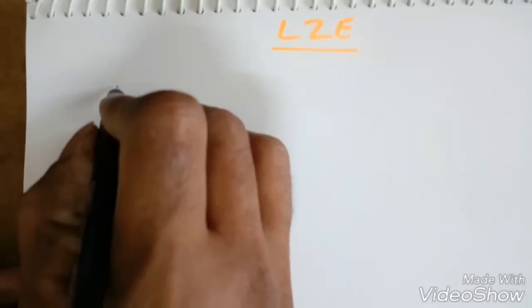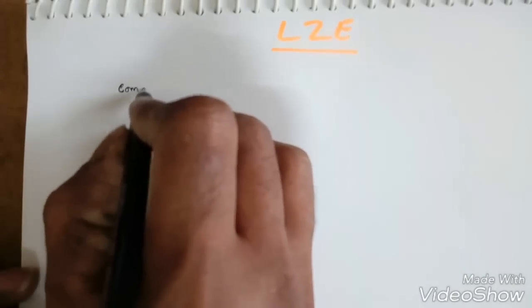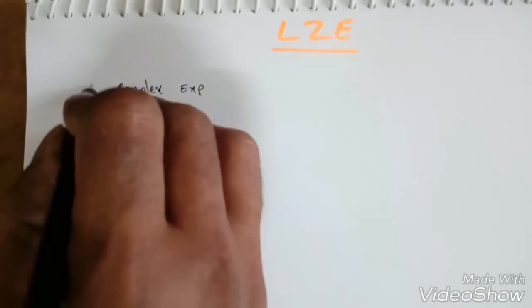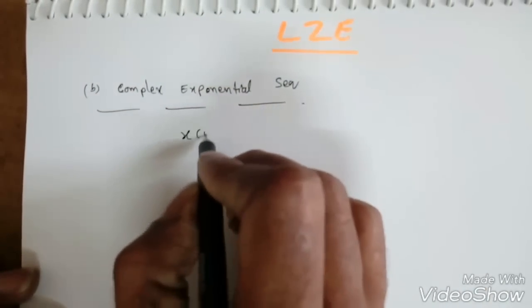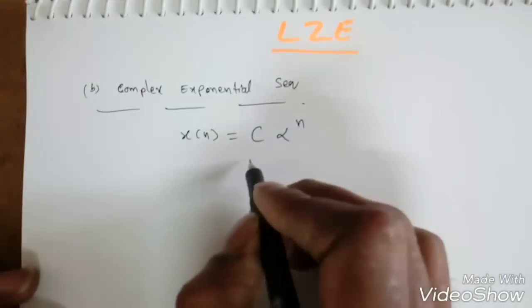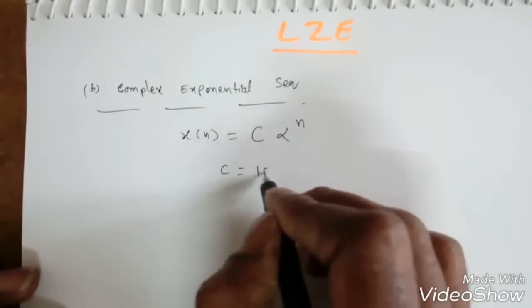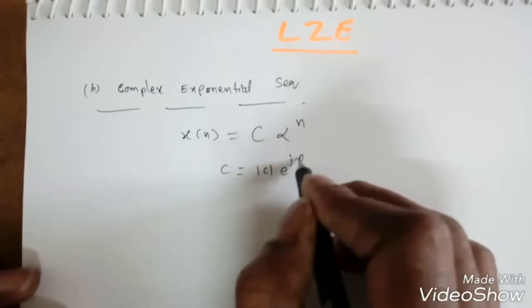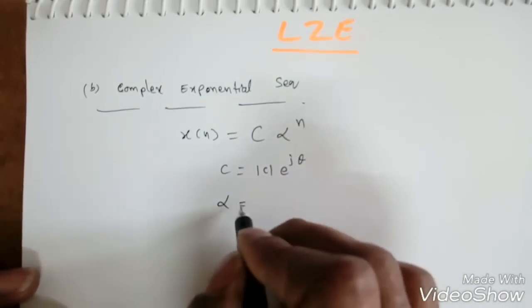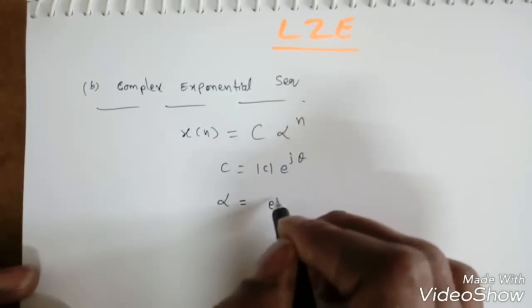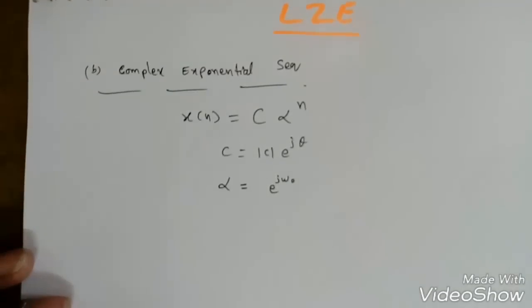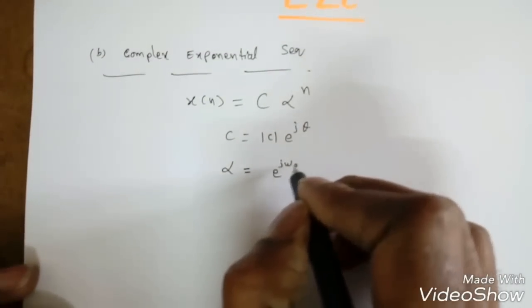Next we will see part B, the complex exponential sequence. That means x of n is equal to c into alpha power n, and c is a complex number, so that complex number I am taking in terms of magnitude and phase. Similarly alpha is also a complex number, so it is some e power j omega naught, or e power r plus j omega naught, right?